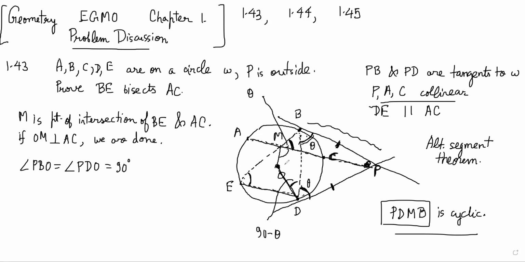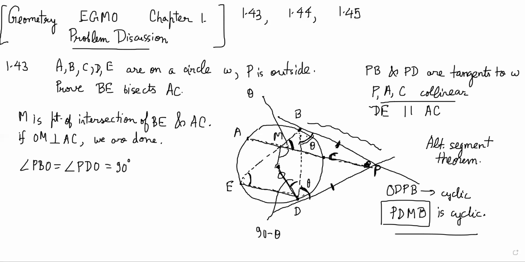Oh, because there are two 90 degrees, ODP and OBP. ODPB, there are two 90 degrees. So cyclic. So basically 5 points are cyclic, right? So O is also on the same circle, right?